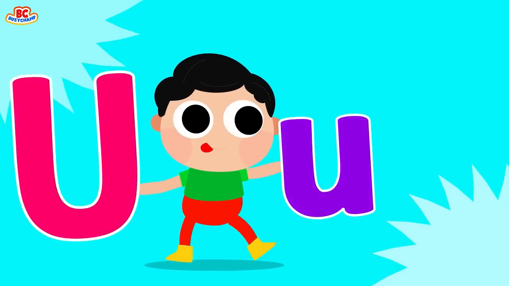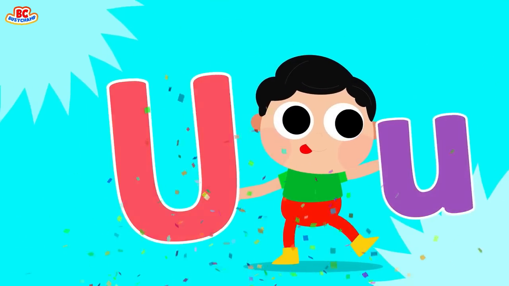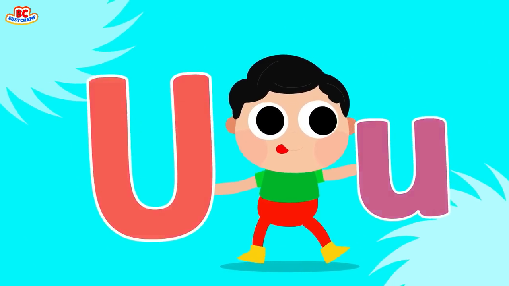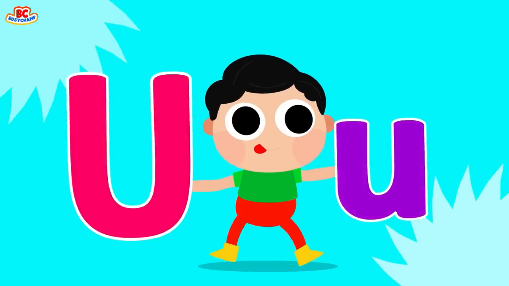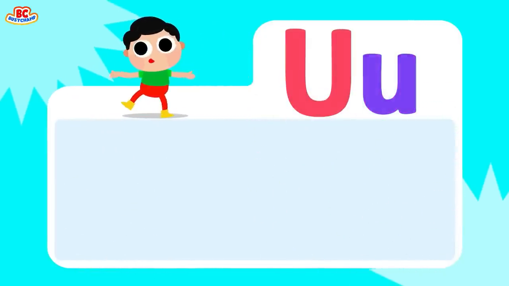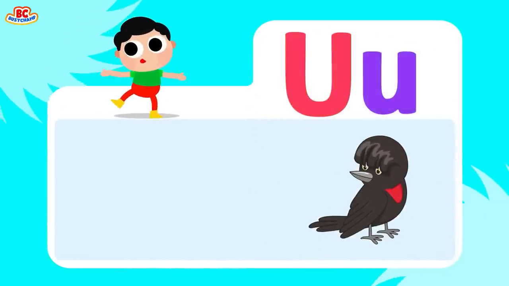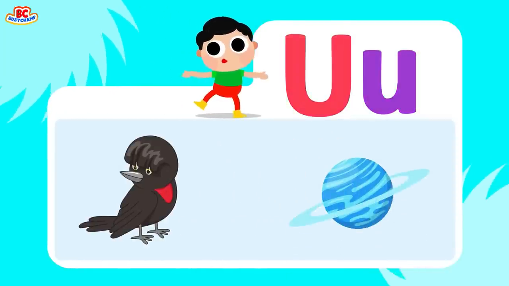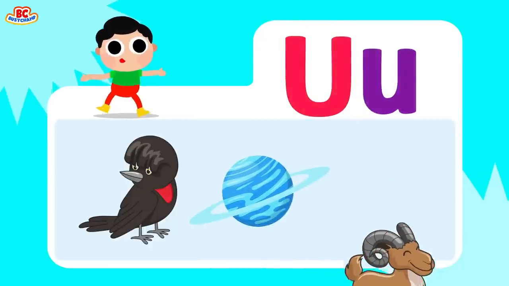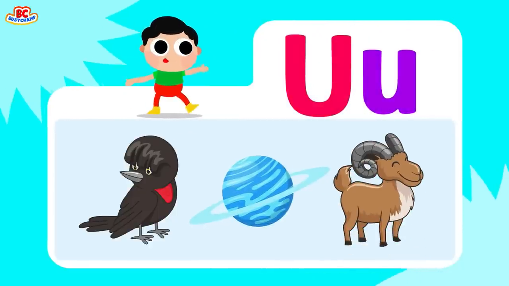Which alphabet can you see in my hands? I have the letter U in my right hand and it sounds uh in my left hand. And there are so many words that begin with letter U. U called umbrella bird. Uh, umbrella bird. U called Uranus. Uh, Uranus. U called urchin. Uh, urchin.